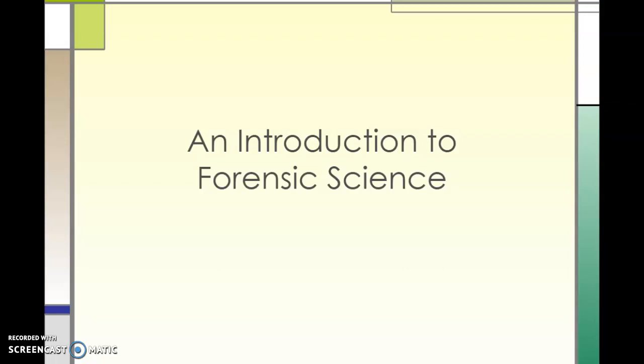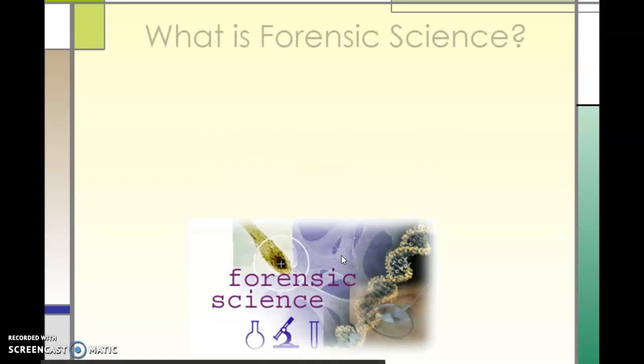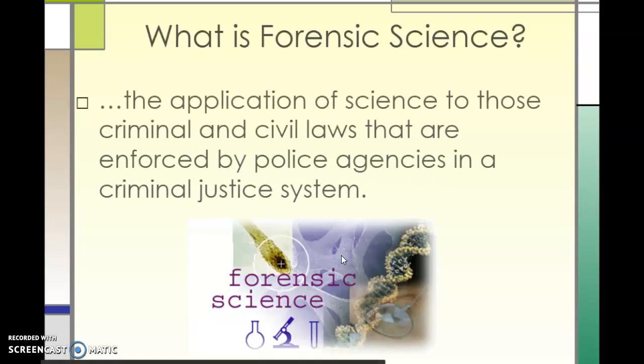So today I wanted to go over kind of what forensic science is. Forensic science is science and how that applies to the law. So the application of science to criminal and civil laws that are enforced by the police and agencies in a criminal justice system.